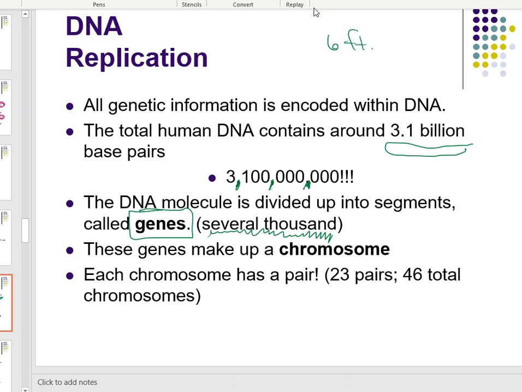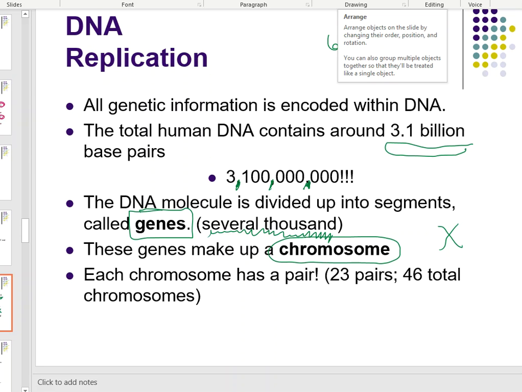Well, all of those segments can come together. We can talk about multiple segments because remember, 3.1 billion base pairs, that's quite a bit. And those genes can come together and make what we call a chromosome. And each chromosome has a pair. 23 pairs. 46 total chromosomes. All right, so if you're in a biology class, this chromosome is typically kind of this X thing that you typically draw. Maybe something that looks like this and something that looks like this. That's another representation of it.